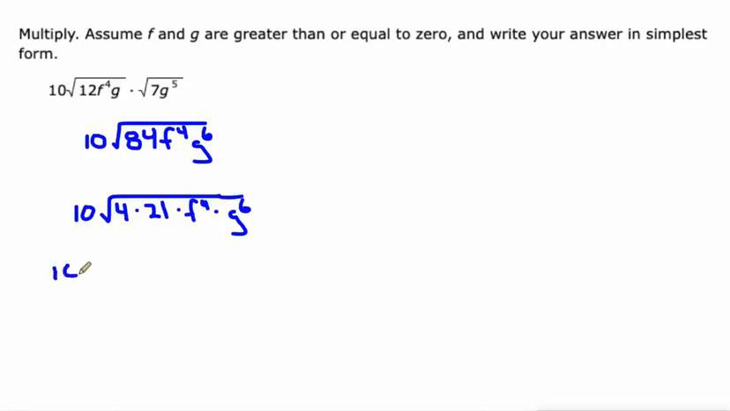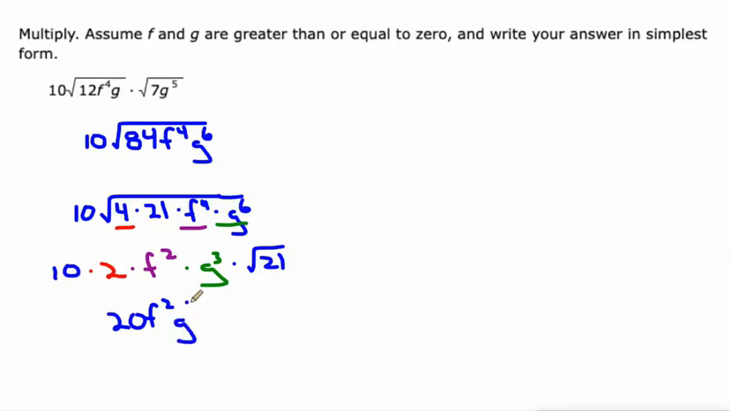So 10 times the square root of 4, which is 2, times the square root of f to the 4th, which is f squared, times the square root of g to the 6th, which is g cubed, times the square root of 21. And obviously this can all be simplified a little bit. 10 times 2 is 20, times f squared, times g cubed, times the square root of 21.